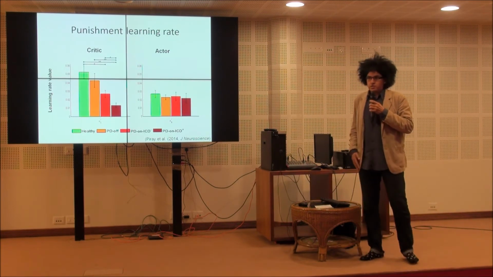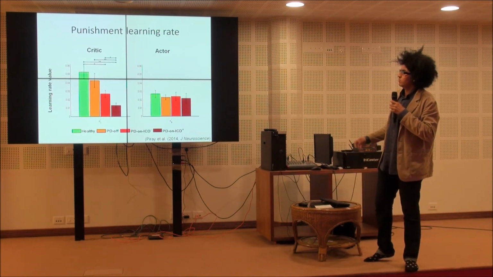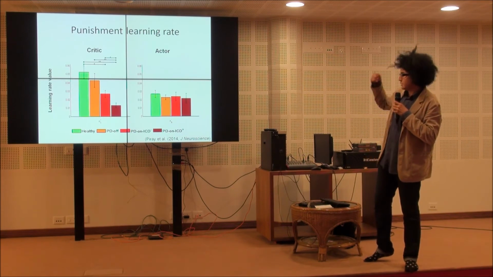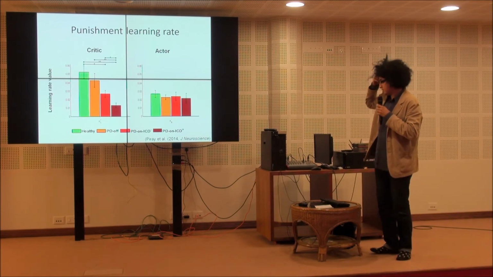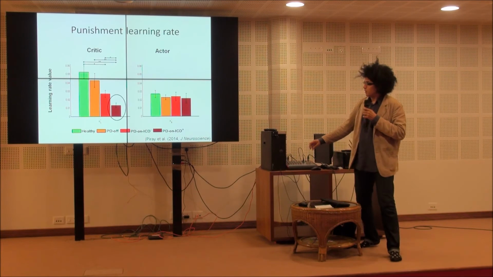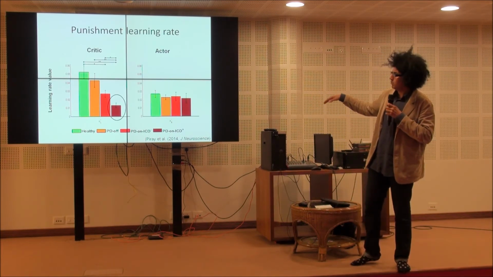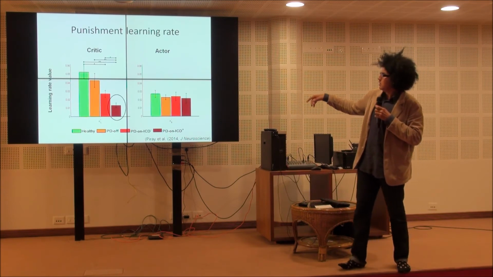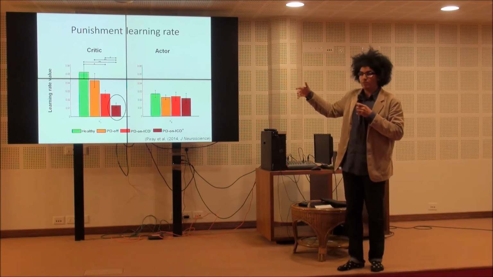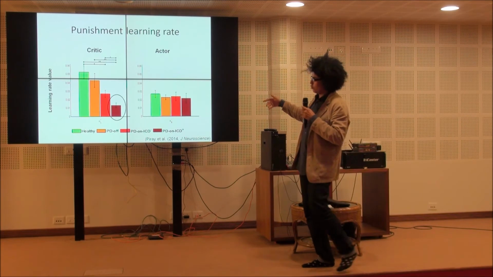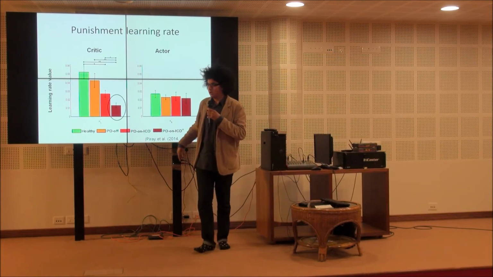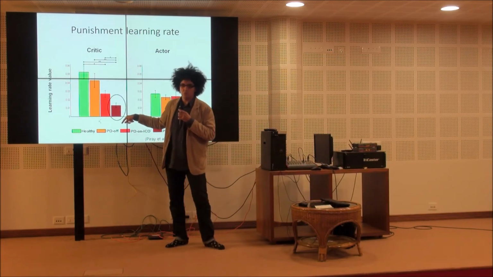We look at the other parameter values. As you can see, the one on the right shows again no effect of learning from punishment in the actor, but the interesting thing is that learning from negative feedback, from punishment, in the critic in impulsive patients was much lower than in the other groups.